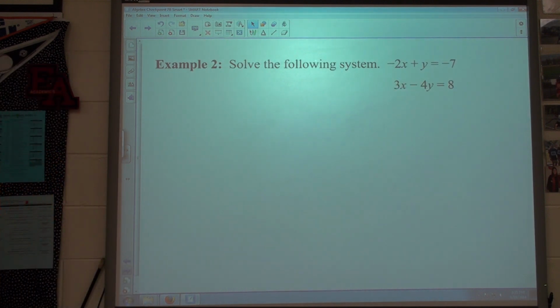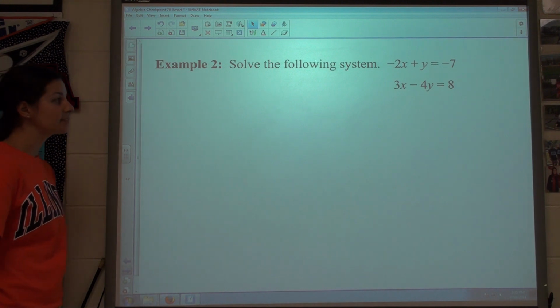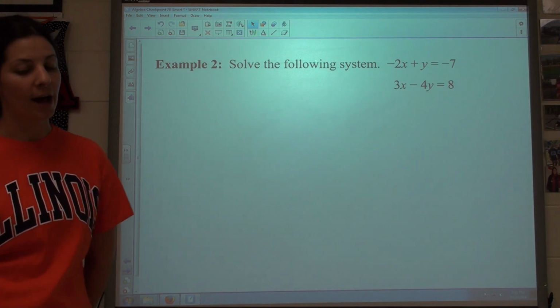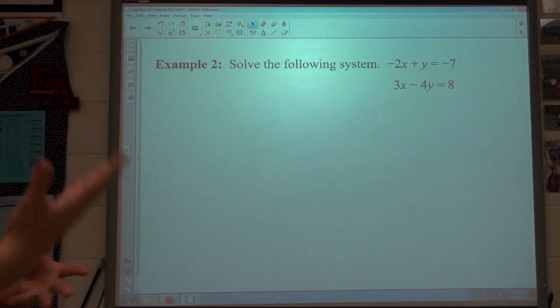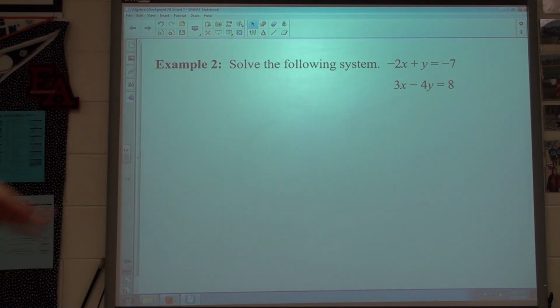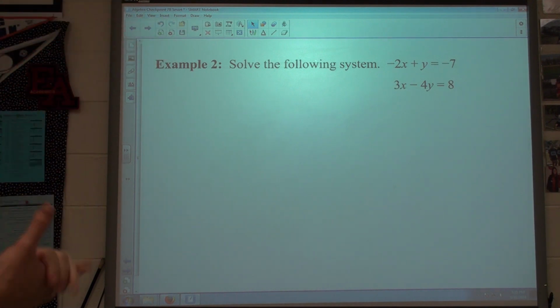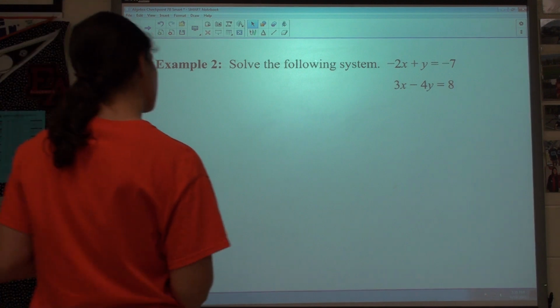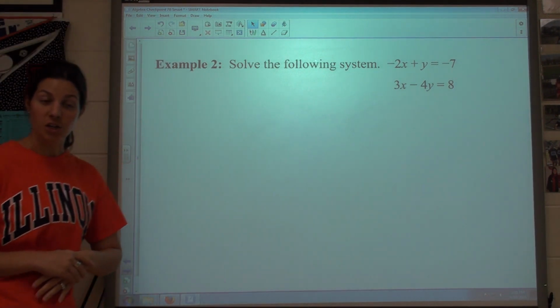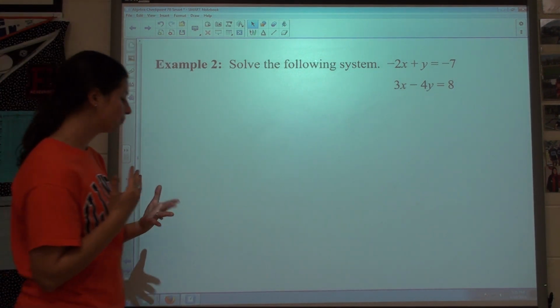Example number 2. Solve the following system. Negative 2x plus y equals negative 7. 3x minus 4y equals 8. This one you could solve in a couple different ways. You could add 2x to both sides and then substitute 2x minus 7 in for y for the second equation. But I'm going to do this one as elimination, so that way you have an example of each.